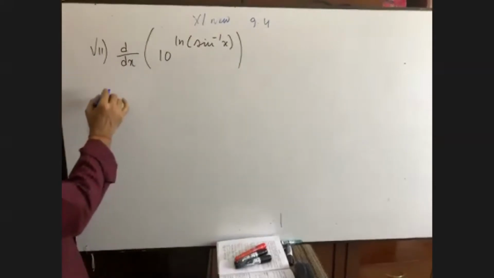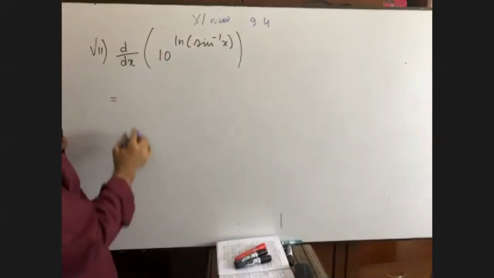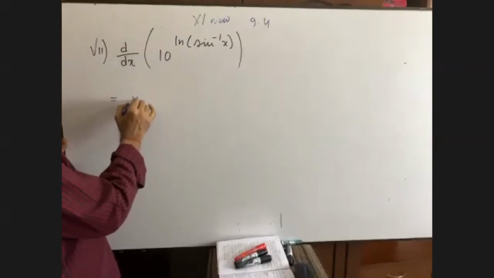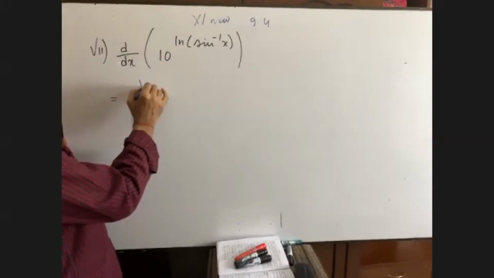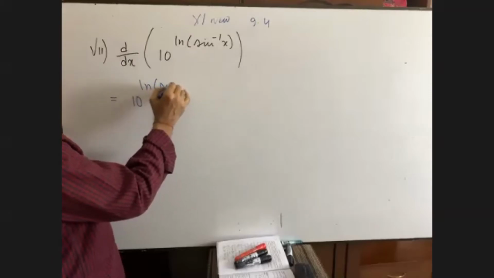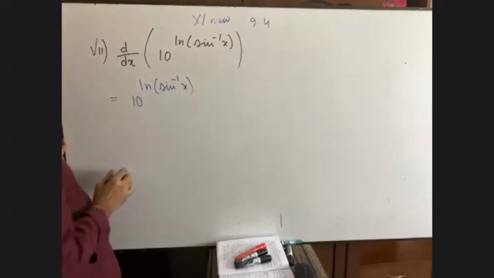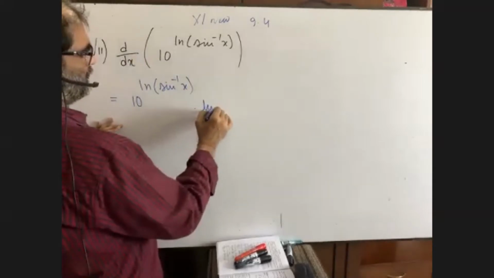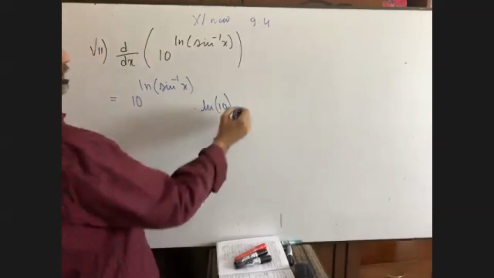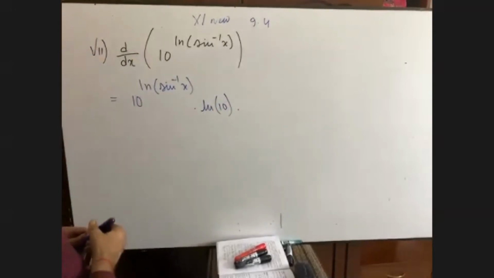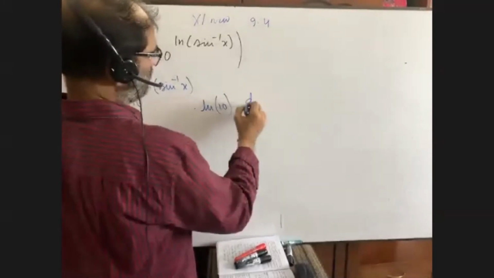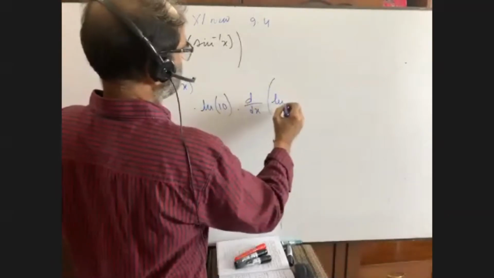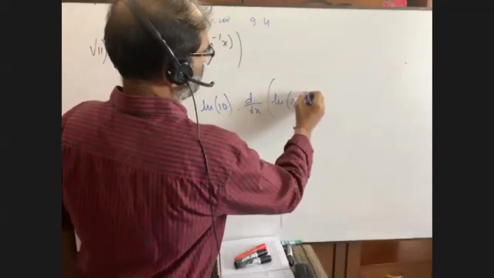Okay, not a matter. What is a to the power x? Let me know. A to the power x is a to the power x ln a, right? You see, a to the power x ln a dot. What is x here? Let me know what is x here. D by dx of ln sine inverse x.